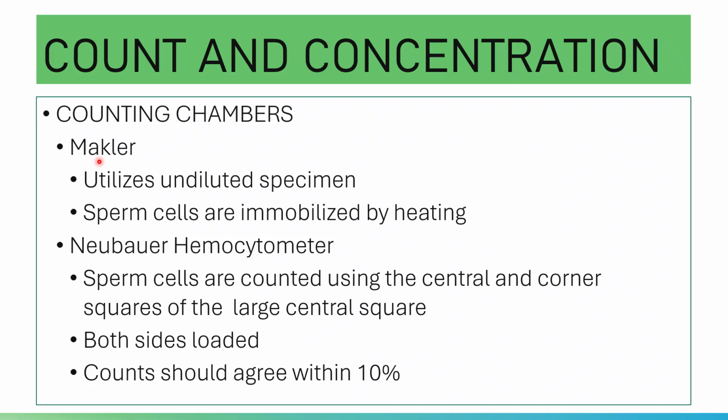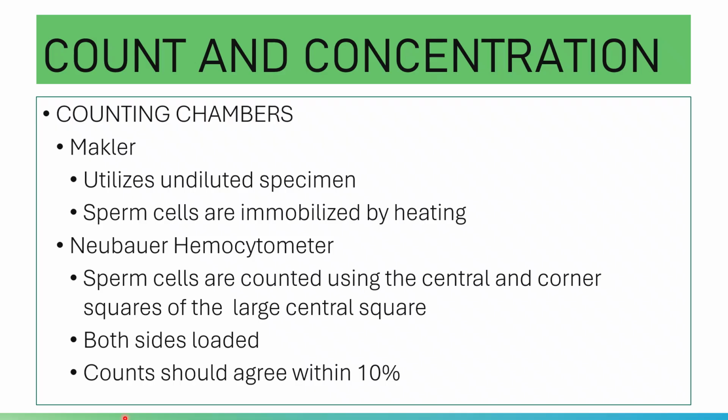Among the chambers, you have the Makler. It utilizes an undiluted specimen, and the sperm cells are immobilized by heating, because diluting fluid is not employed to immobilize the sperm cells. And then you have your Neubauer hemocytometer. The sperm cells are counted using the central and corner squares of the large central square.